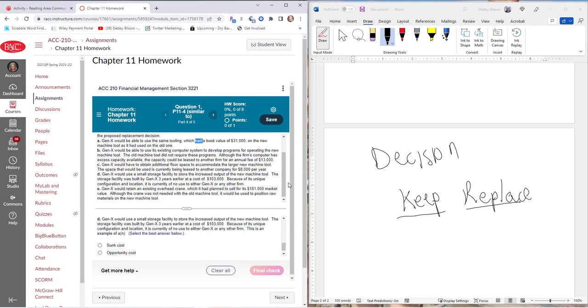Excuse me. The storage facility was built by Gen X 3 years earlier at a cost of $103,000. Because of its unique configuration and location, it is currently of no use to either Gen X or any other firm. So notice the storage facility is already built. It was built 3 years earlier at a cost of $103,000. There's no alternative use.